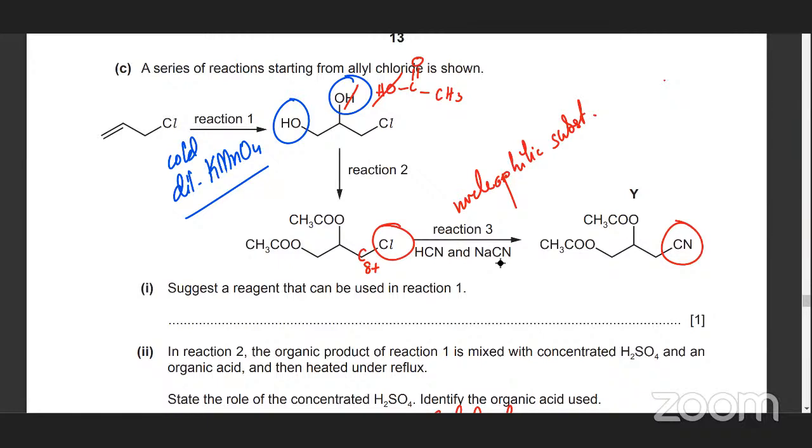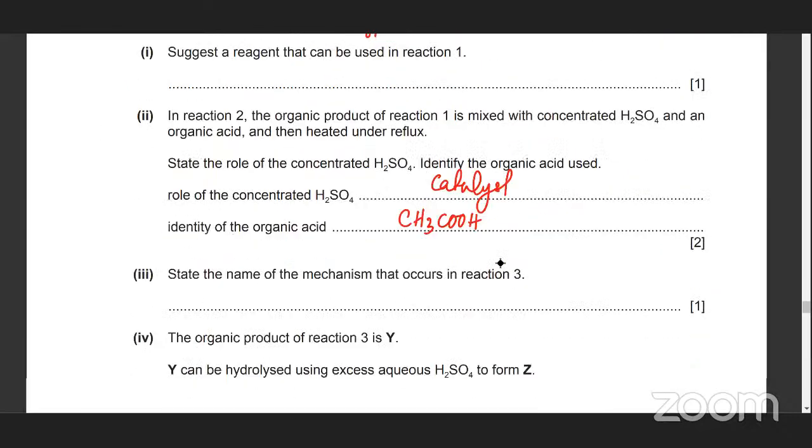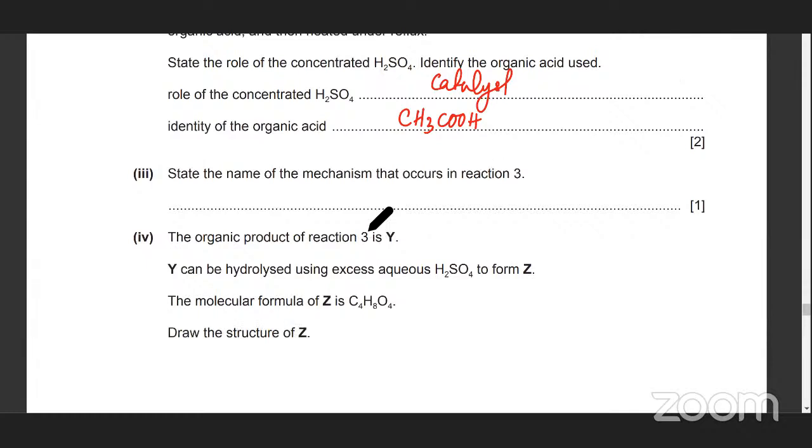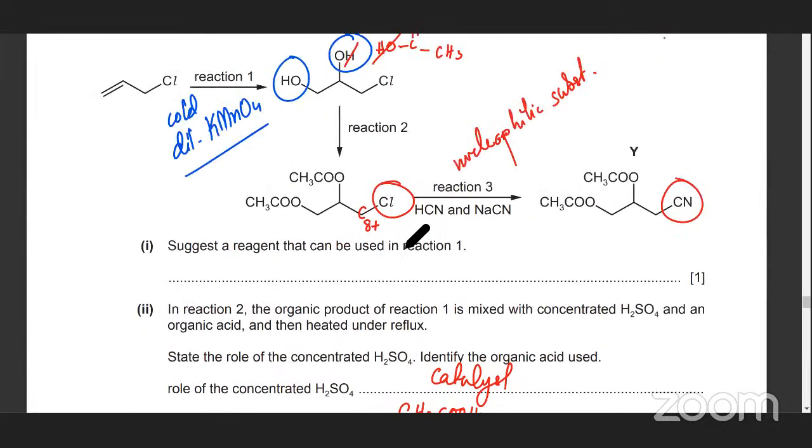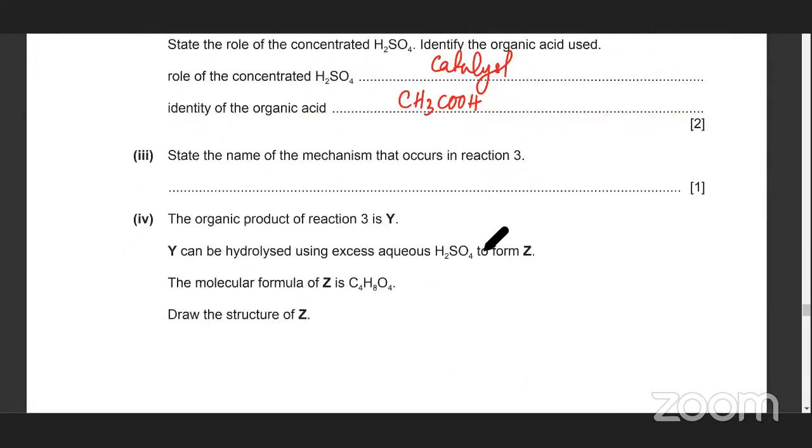अच्छा, फिर उसके बाद क्या है कि the organic product of 3 is Y. Y can be hydrolyzed using H2SO4 to form Z. The molecular formula of Z is C4H8. तो organic product of reaction number 3 is Y, जो कि दिया हुआ है. Now Y is being heated with sulfuric acid to form Z, and the molecular formula of Z is given.